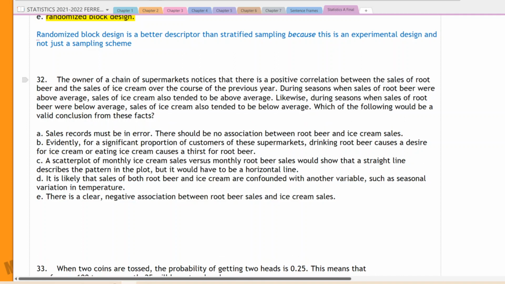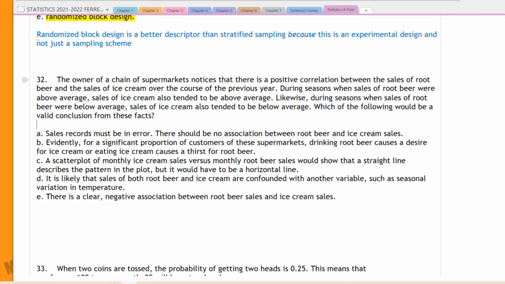32 says the owner of a chain of supermarkets notices that there is a correlation between the sale of root beer and the sale of ice cream over the past year. During seasons where the sale of root beer was above average, the sale of ice cream tended to be below average. And likewise, during seasons where the sale of root beer was below average, the sale of ice cream tended to be above average. So which of the following would be valid conclusions?